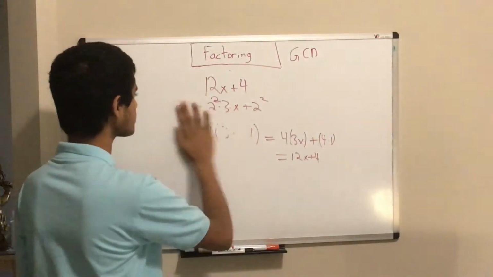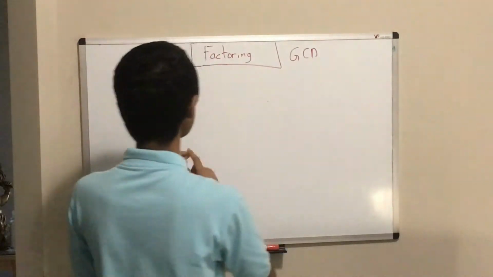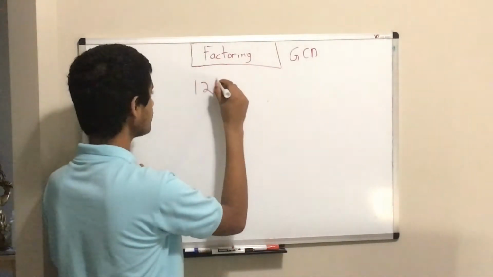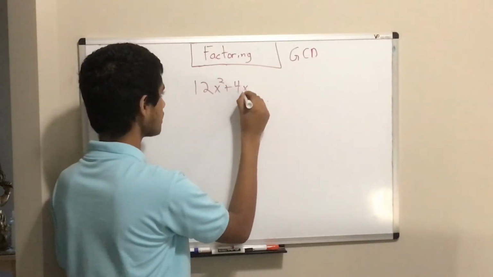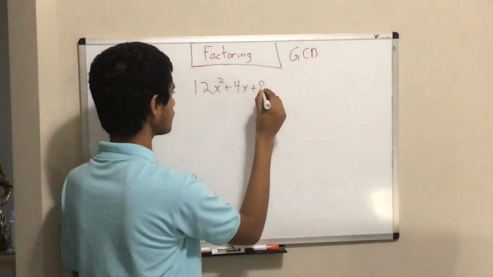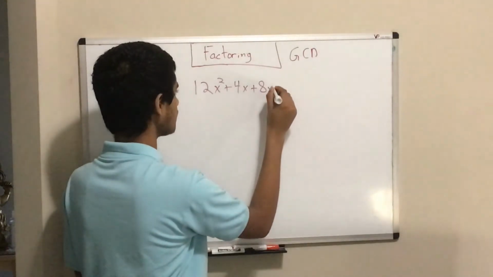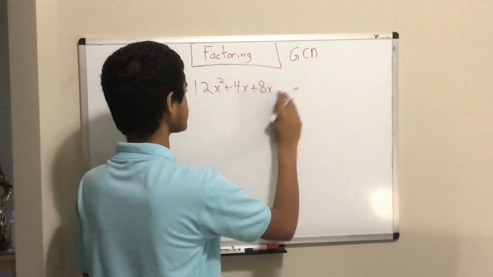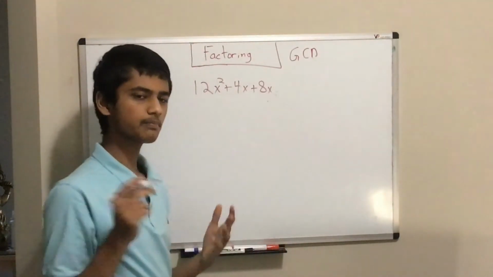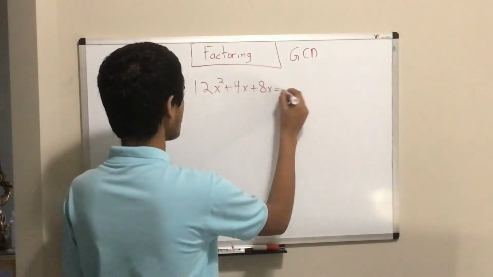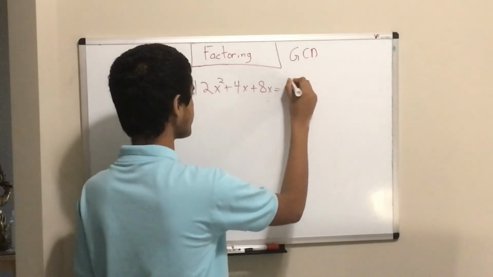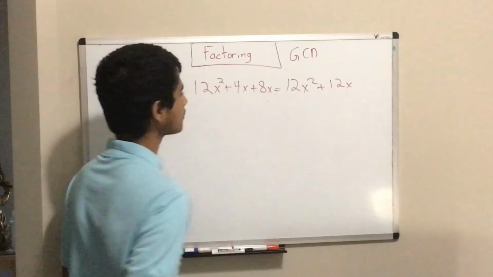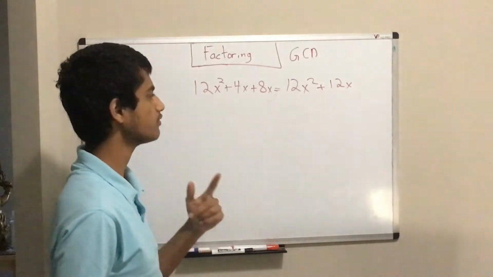So now let's try some bigger examples. So let's say we had 12x squared plus 4x plus 8x. So first of all, let's try combining like terms. So when we combine like terms, this is going to be the same thing as 12x squared plus 12x, because 4x plus 8x is simply just 12x.